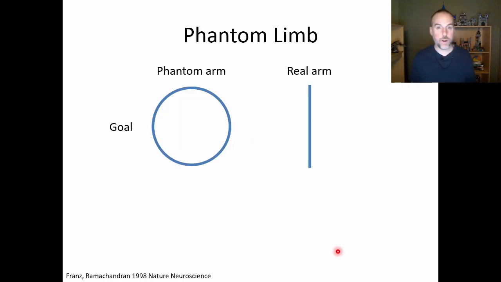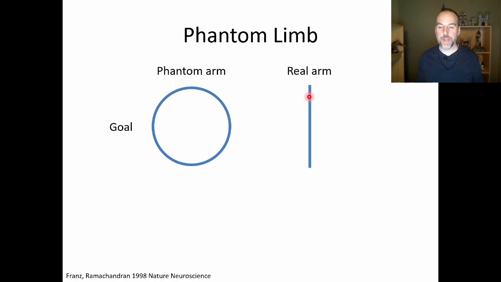So Professors Franz and Ramachandran ran this experiment, and what they did is they went back to the draw a circle, draw a line task, and they had people do this with a phantom limb. Now, they asked them to draw the circle with their phantom limb. We're not going to be able to record that, of course, because that arm doesn't exist. But they asked individuals who had a vivid phantom that they could move, and they said, okay, draw a circle with your phantom. So we'll have to trust that that's what they're doing.